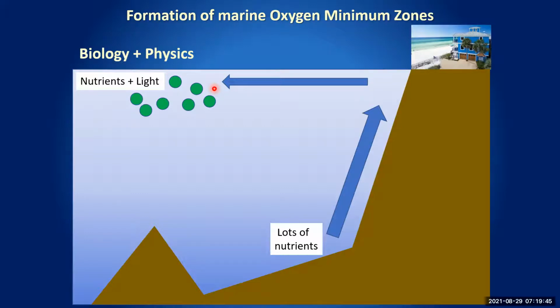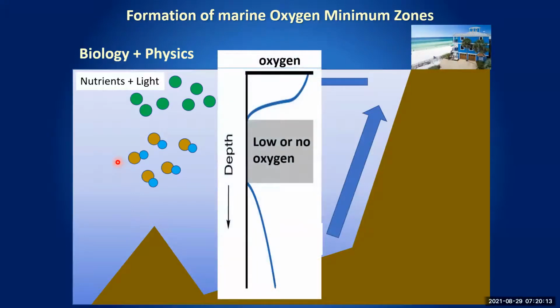But of course, all living things eventually die. And when these organisms die, they form particles that sink to the sea floor. As these particles are sinking, they're being colonized by heterotrophic bacteria that are breaking those particles down. And as those heterotrophic bacteria break down the organic matter in those particles, they are consuming oxygen.